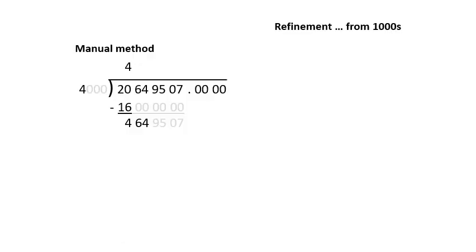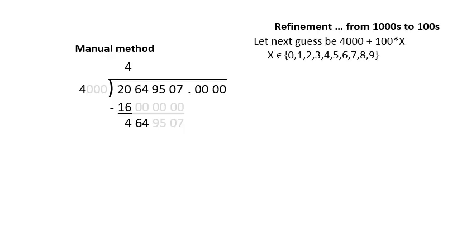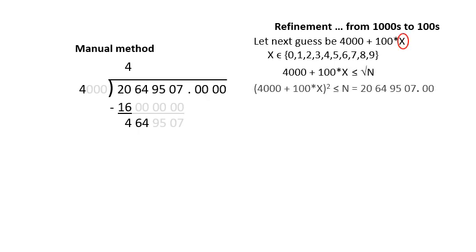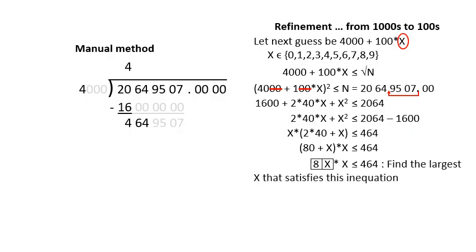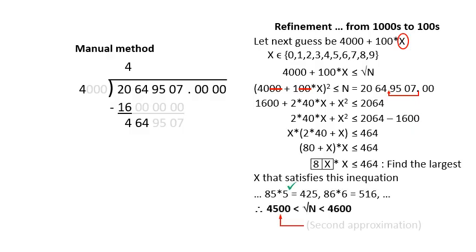Since the first estimate got us to the nearest thousand, the refinements will take us to the lower digits. Let us look first at how many hundreds, denoted by x, we can pack into our refinement. Algebraic derivation and simplification leads us to the equation (80 + x) into x less than or equal to 464. Denoting 80 + x by the composite symbol 8x, we can write 8x into x less than or equal to 464. The solution to this equation gives us x equal to 5 and 4500 as our second approximation.